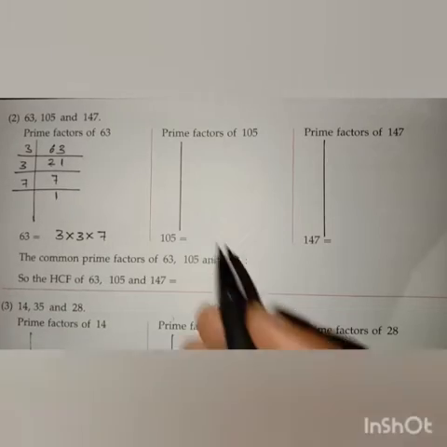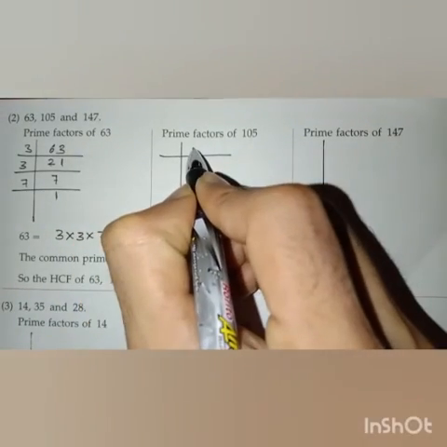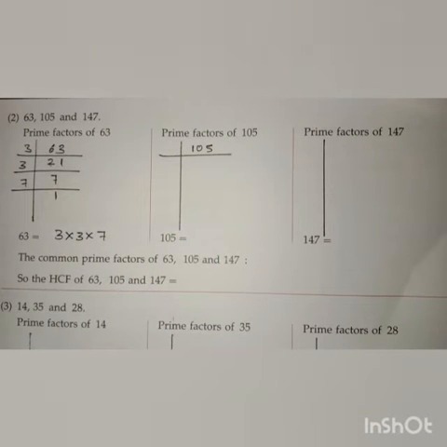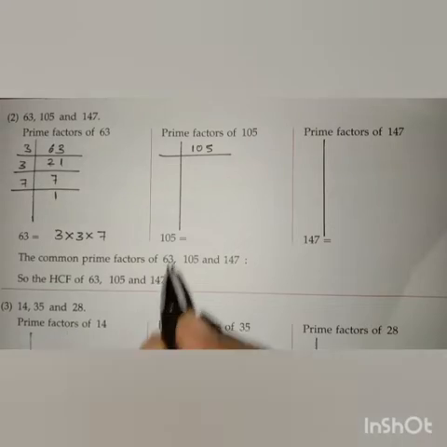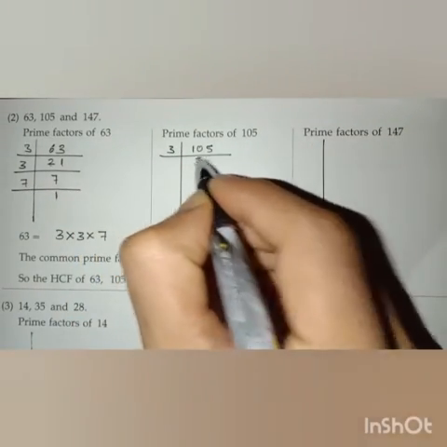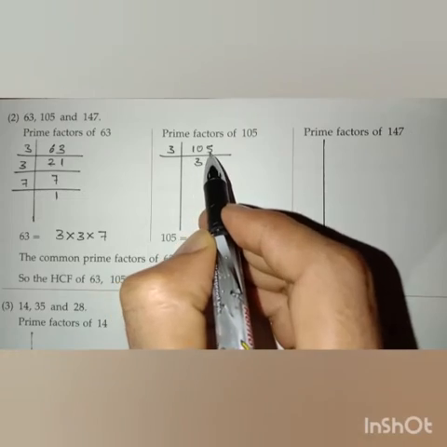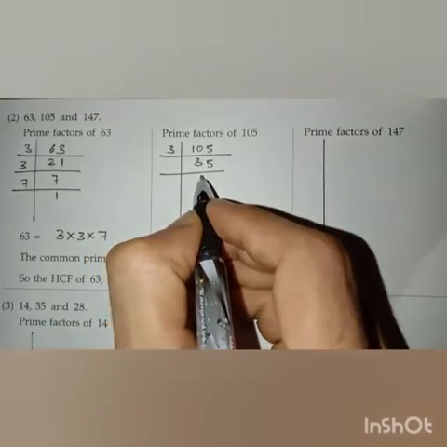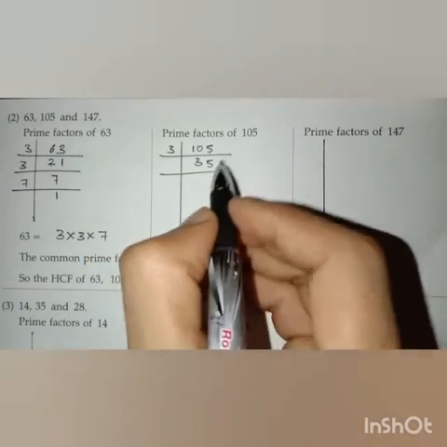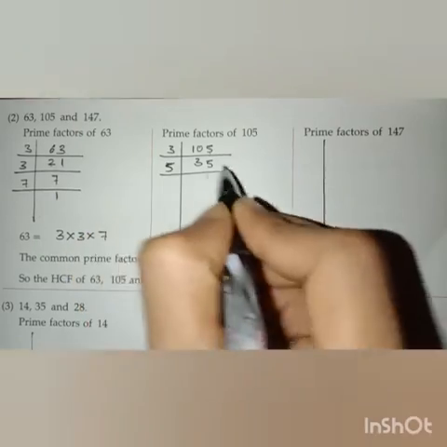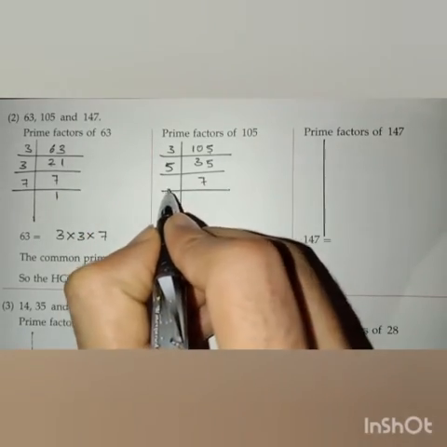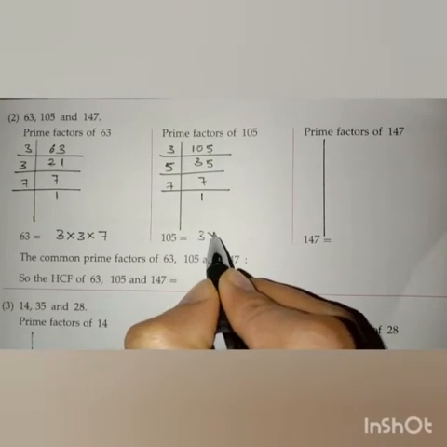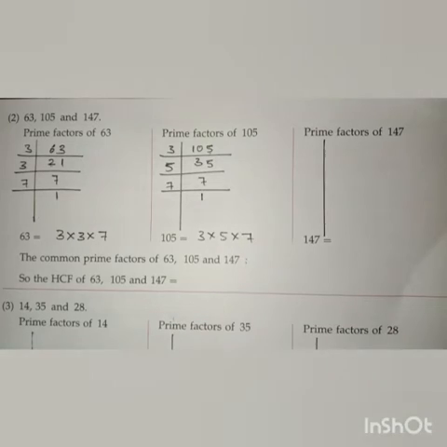Okay, next, let us find out the factors of 105. So 105 is not divisible by 2, but it is divisible by 3, right? Yes, 3 threes are 9, 1 is remaining from 10, so 1 and 5 is 15, 3 fives are 15, right? Yes, next, again, is it divisible by 3? No. So it is not divisible, go for 5. So 5 sevens are 35, next 7 ones are 7. The factors of 105 are 3 into 5 into 7.